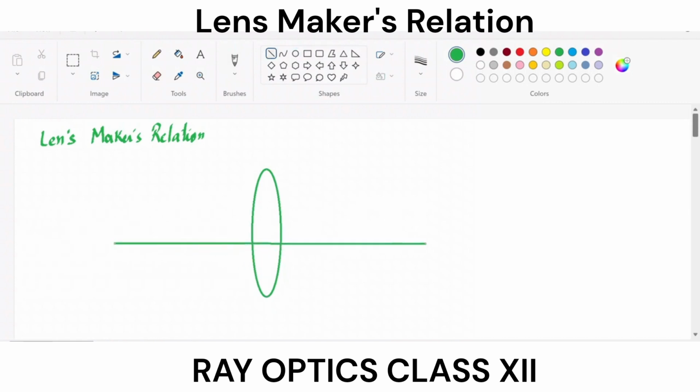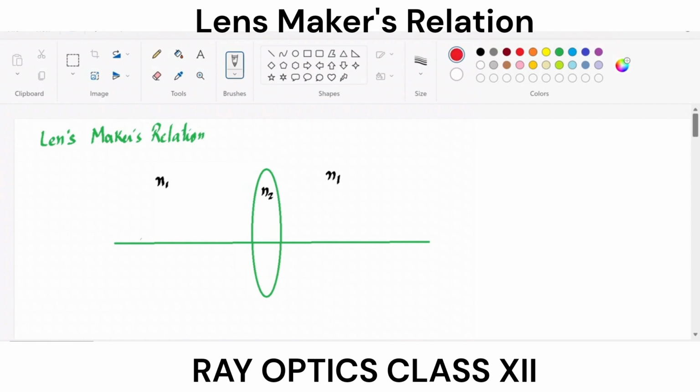In this simple convex lens, what is there on the left hand side? Sir, on the left hand side there is air. N1. Here glass, here air. Now not only glass, you can choose any other medium also.